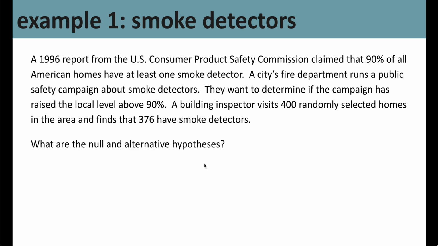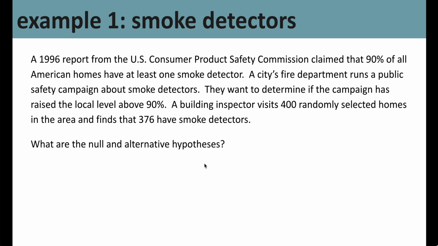So let's look at an example. A 1996 report from the U.S. Consumer Safety Commission claimed that 90% of all American homes have at least one smoke detector. A city's fire department runs a public safety campaign about smoke detectors, and they wanted to determine if the campaign has raised the local level above 90%. A building inspector visits 400 randomly selected homes in the area and finds that 376 have smoke detectors.